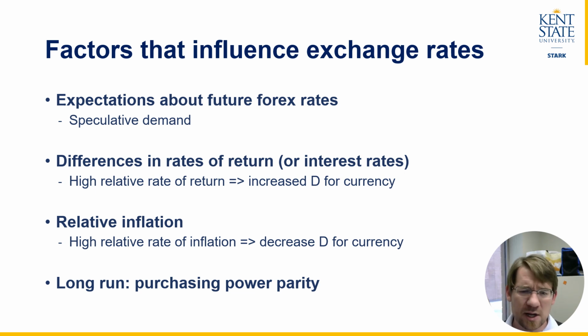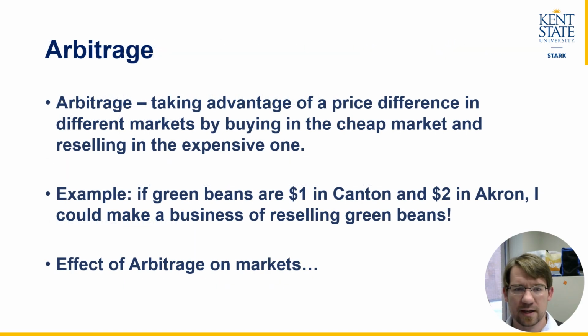Now, in the long run, we typically talk about purchasing power parity as being what determines how exchange rates relate to each other, in effect determining the ratio between exchange rates. So let's look at purchasing power parity in a little bit more detail. Purchasing power parity is all based on the concept of arbitrage. Arbitrage is really just taking advantage of a price difference in different markets by buying in the cheap market and reselling in the expensive one.